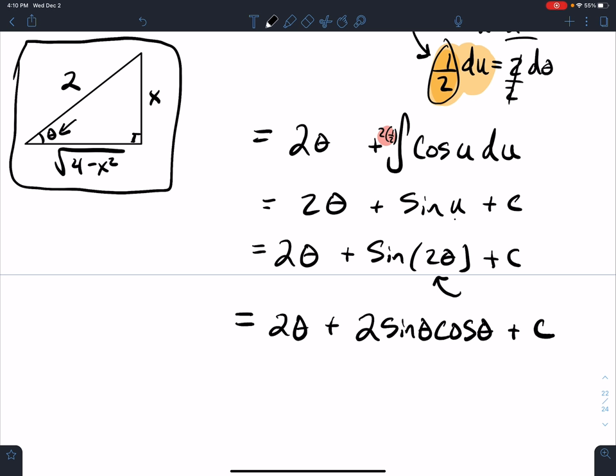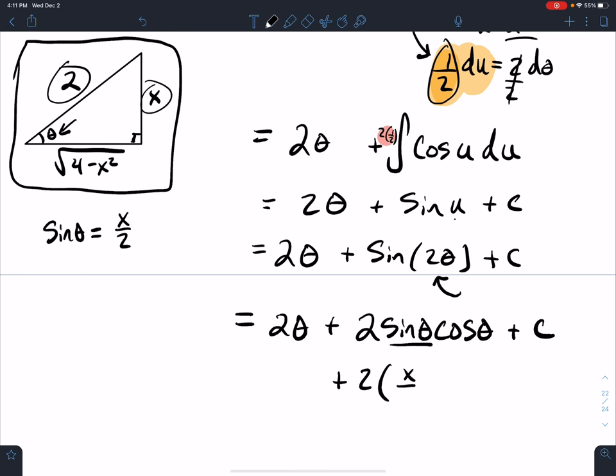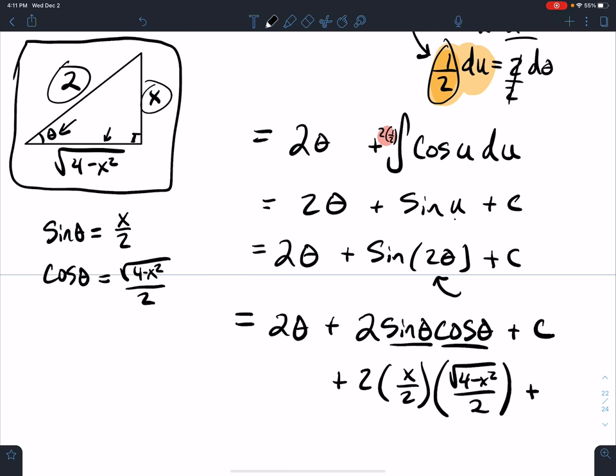So what does the dictionary say? For sine of theta, remember sine, some old hippie, opposite over hypotenuse, that's x over 2. So I'm going to replace this with x over 2. What does cosine theta say from the dictionary? The dictionary says adjacent over hypotenuse, so that's square root of 4 minus x squared over 2. So I'm going to put in square root 4 minus x squared over 2 plus c.